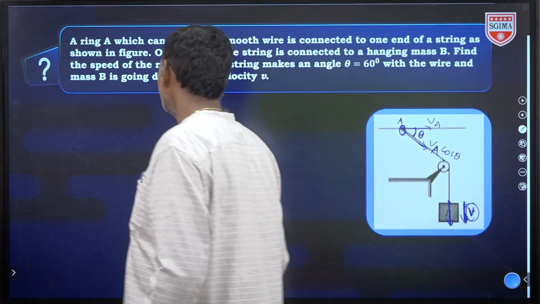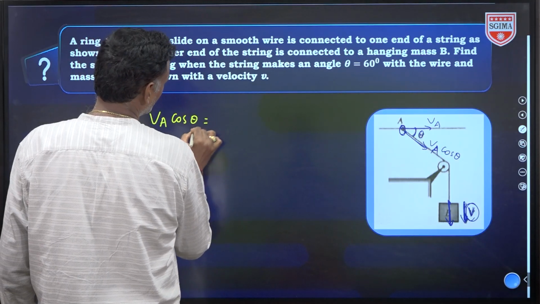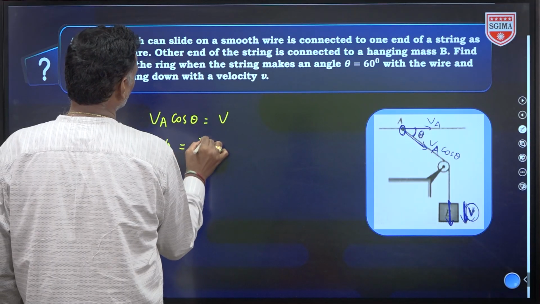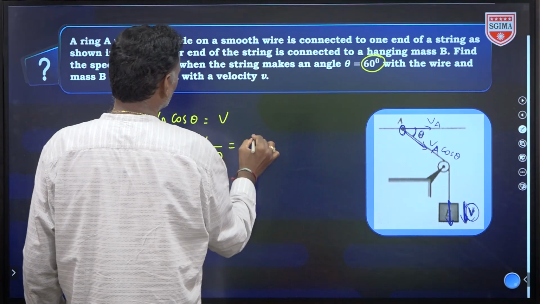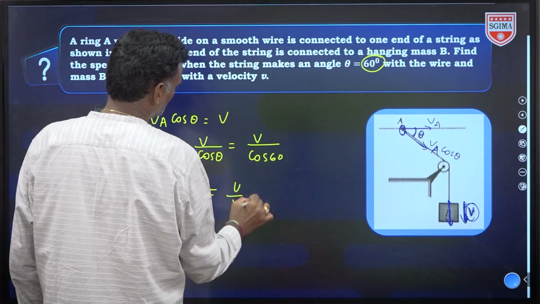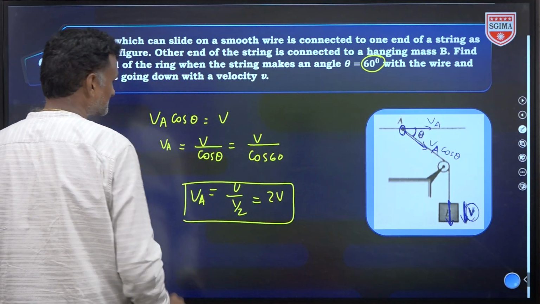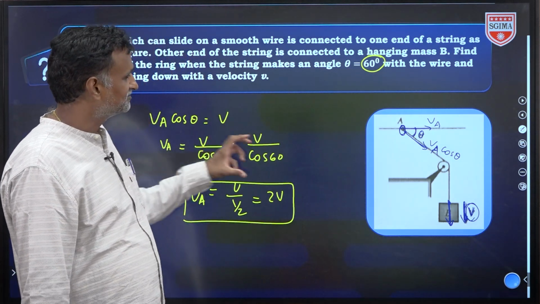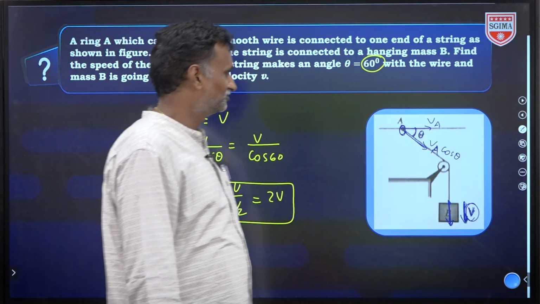So we can take VA cos theta equal to V, and they are asking for VA. So simply V by cos theta, where the theta value is 60 degrees. So V by cos 60, which is V by 1 by 2, that gives 2V. So this is the velocity relation between block and ring. Very simply, we can solve this kind of question. Let us move on to the next part.